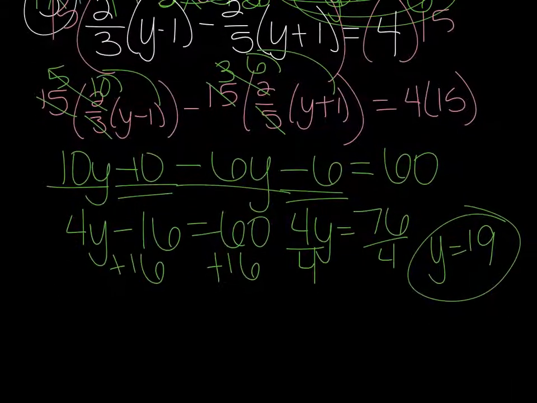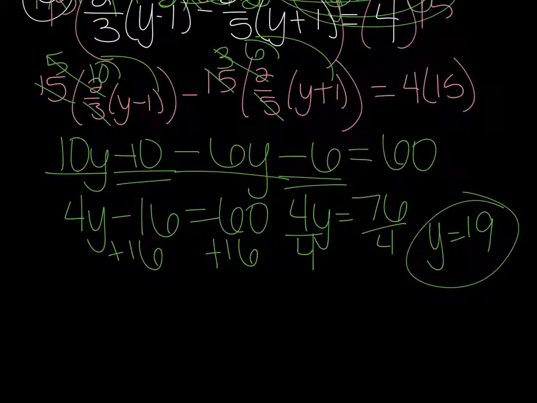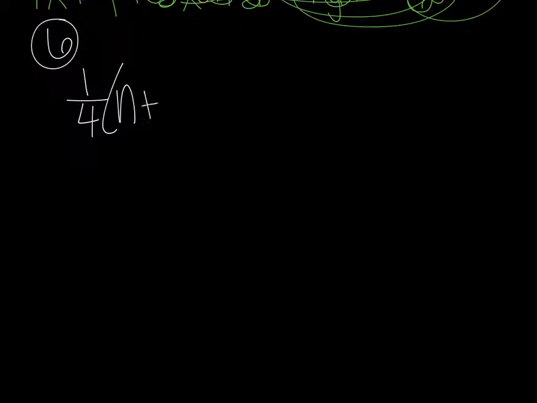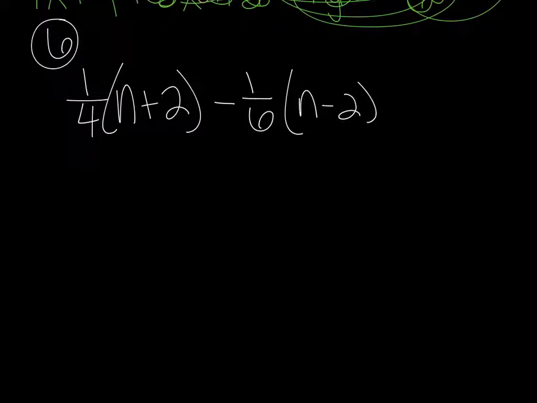Okay, last one. I'll have you try this one on your own. It'll be very similar to this one. Try 1/4 times (n plus 2) minus 1/6 times (n minus 2) equals 3/2. The one thing I want you to be careful of is this negative sign here. Remember what we did last time. All right, go ahead and try that one on your own.